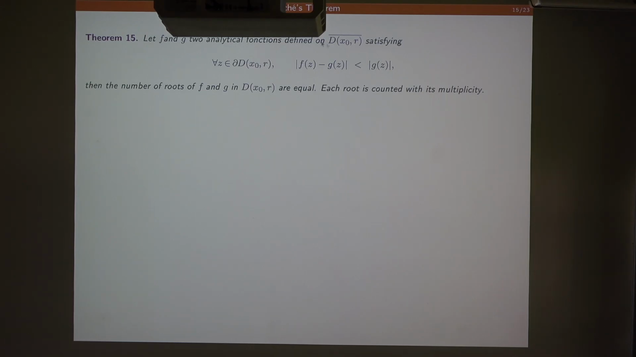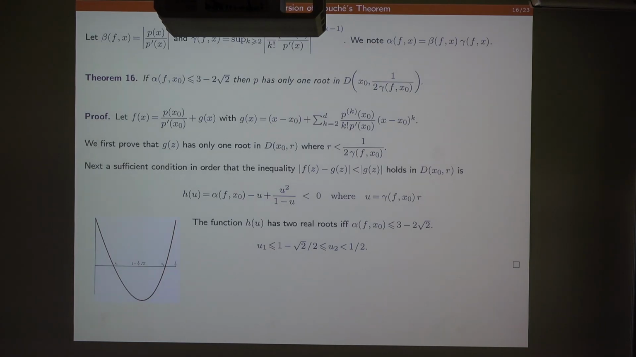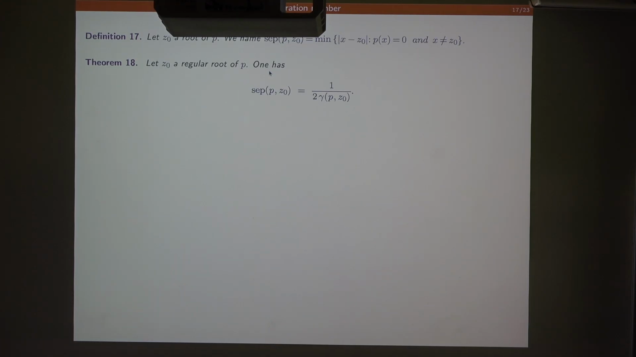This theorem is not constructive because here you have "for all". And we need to prove. It is possible to have a constructive version of this theorem. I pass. And with this theorem, you can obtain a separation number between two roots.